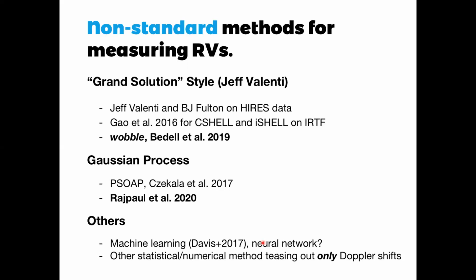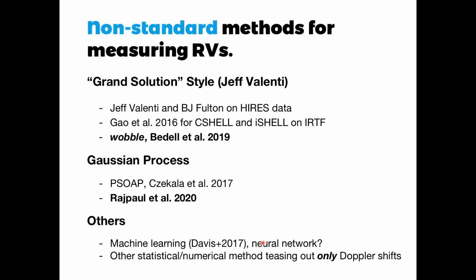The first one that was published is called PSOAP, written by Ian Chakala, but this is not exactly employed for high precision radial velocity, but more for spectroscopic binary stars. And then earlier this year, the brilliant Vinesh Rajpal published a code using Gaussian process to model observed spectrum and measure radial velocities based on the best Gaussian process regression fit. I'll also briefly touch on this.